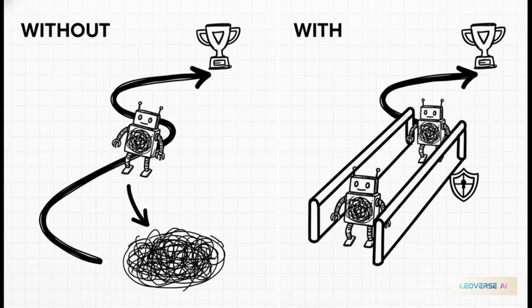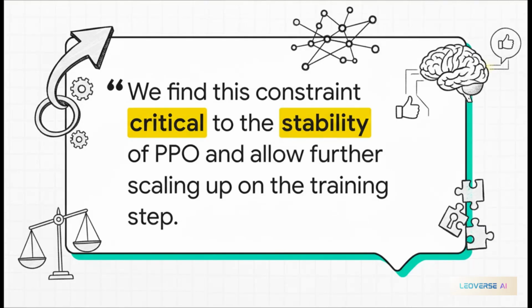And hey, don't just take my word for it. Researchers have found that this KL penalty isn't just a nice to have, it is absolutely critical for keeping the PPO training process stable, especially when you're scaling up to bigger models and longer training runs. It is a key piece of the puzzle if you want to implement this successfully.